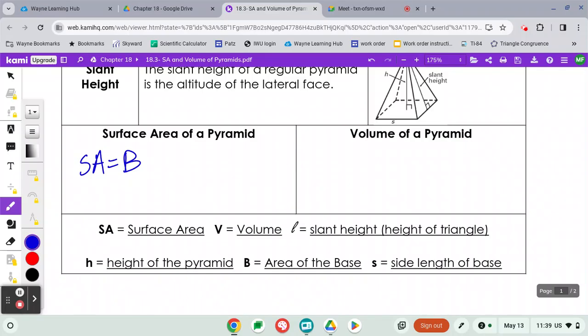What's our formula for the area of a triangle? Come on, someone remembers. Area of a triangle. One half the base times the height. Yep. Pi is for circle stuff, right?